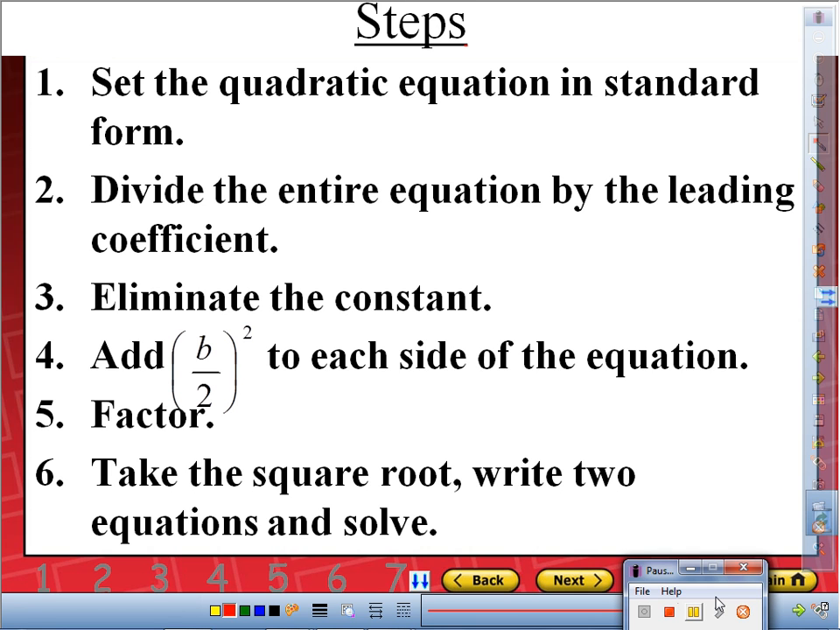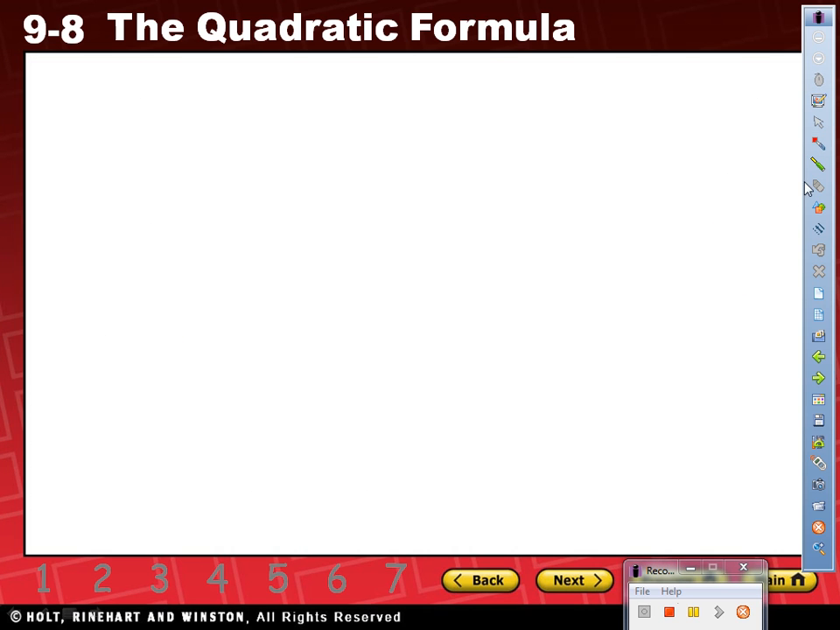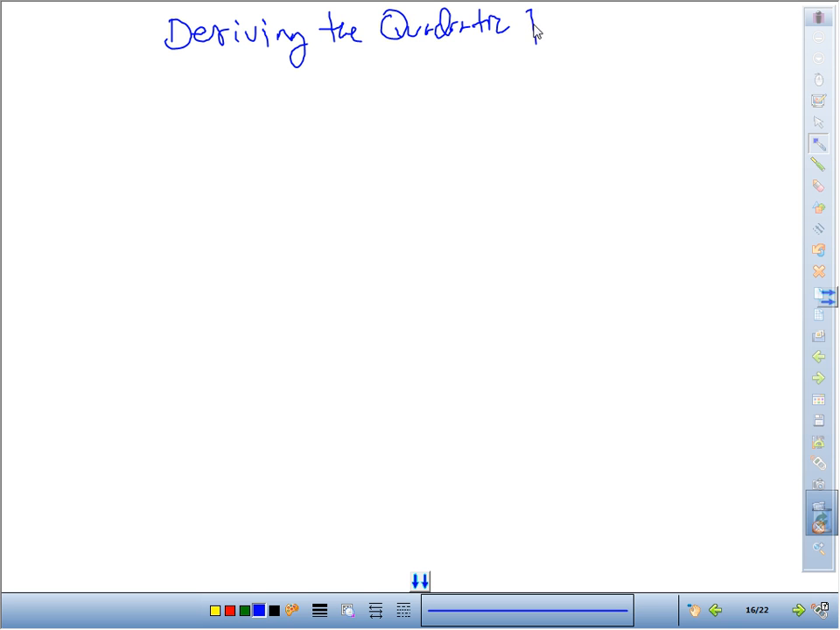Okay? So check this out. Pens down, eyes up here. What I'm going to go through right now is called deriving the quadratic formula, which is creating the quadratic formula, even though it might not look like it from the beginning. Deriving the quadratic formula means creating or developing the quadratic formula, right?